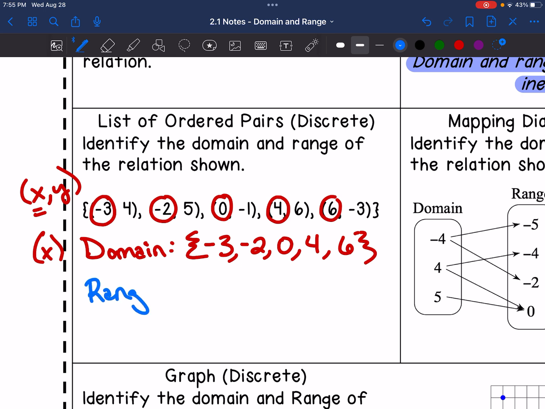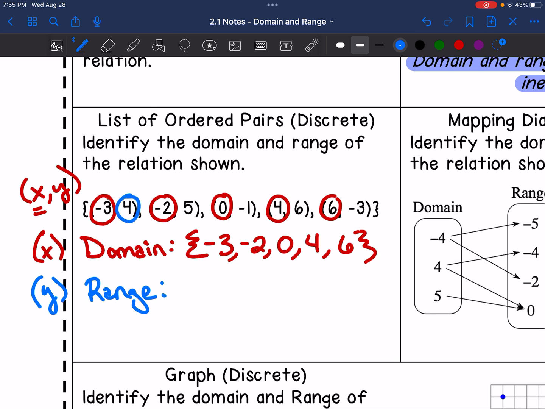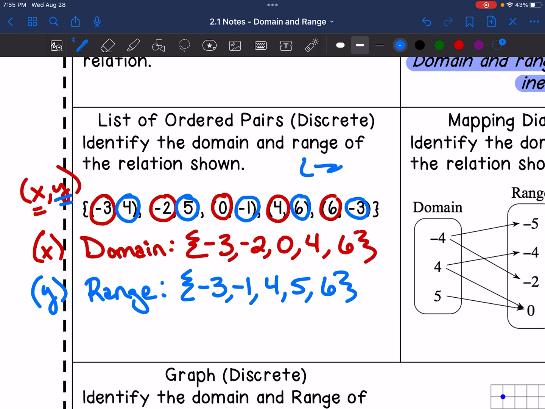My range is my y values. Okay. So that is the second number of each point. So I've got a 4, a 5, a -1, a 6, and a -3. Now, those y values were not put in order, so we've got to make sure we put them in order first. So out of those, my smallest is -3, and then there was a -1, and then a 4, a 5, and a 6. So I just put them in least to greatest order. So domain was x, range was y. So this is how we write it when we have a set of points.